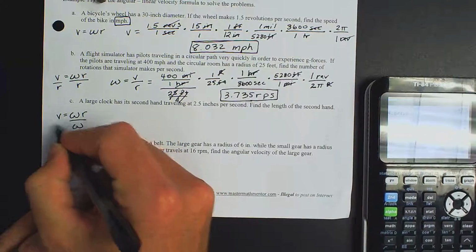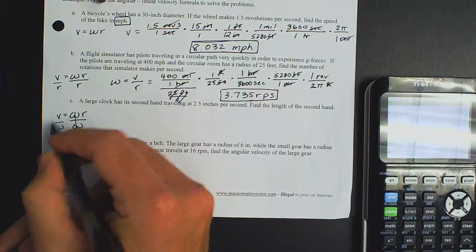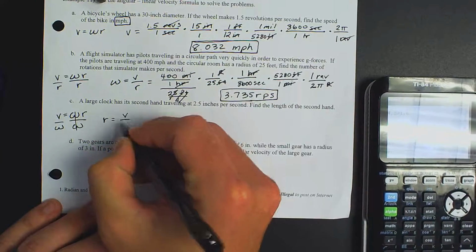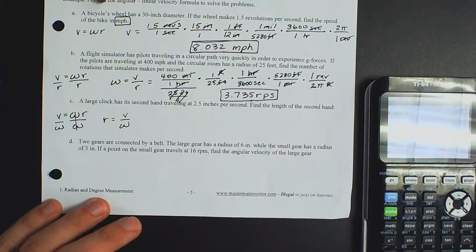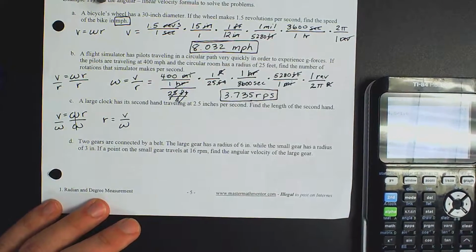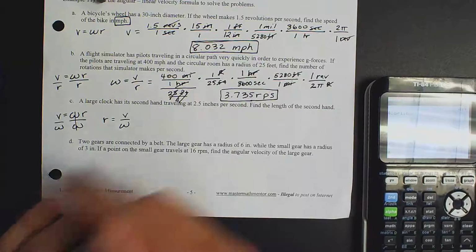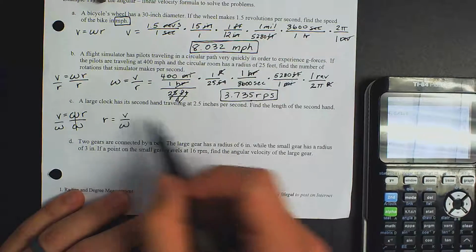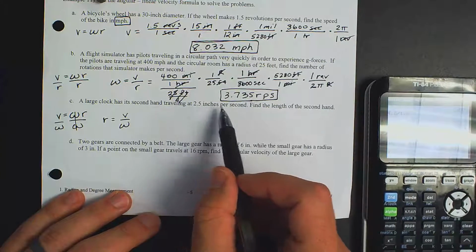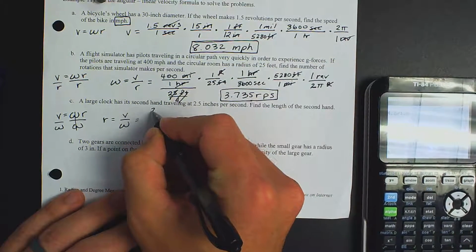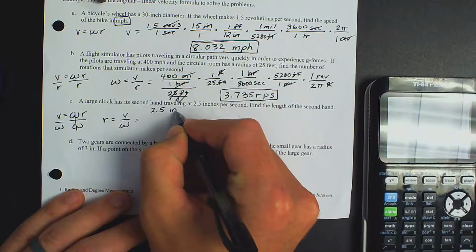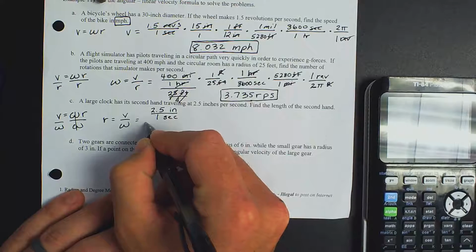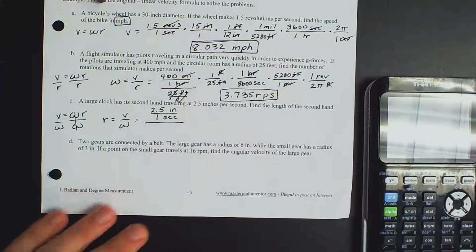So we isolate the r by dividing both sides by omega. And we find that radius is equal to the linear velocity over the angular velocity. The linear velocity travels at 2.5 inches per second, so we would write that like this: 2.5 inches per 1 second. And then we put this over the angular velocity.